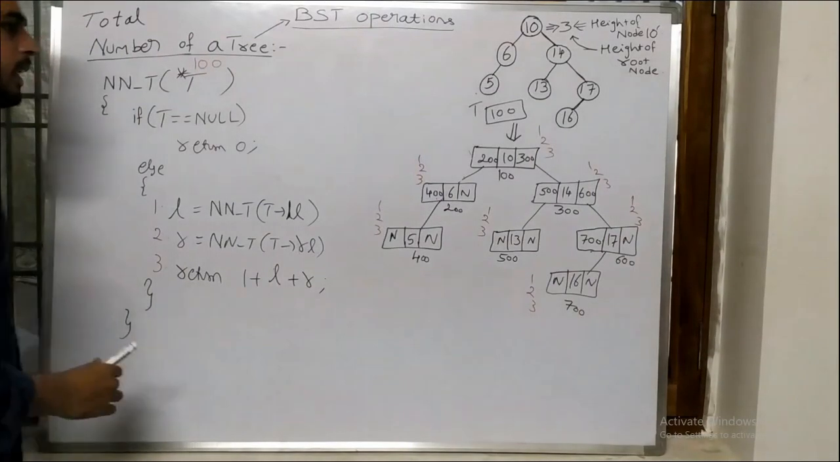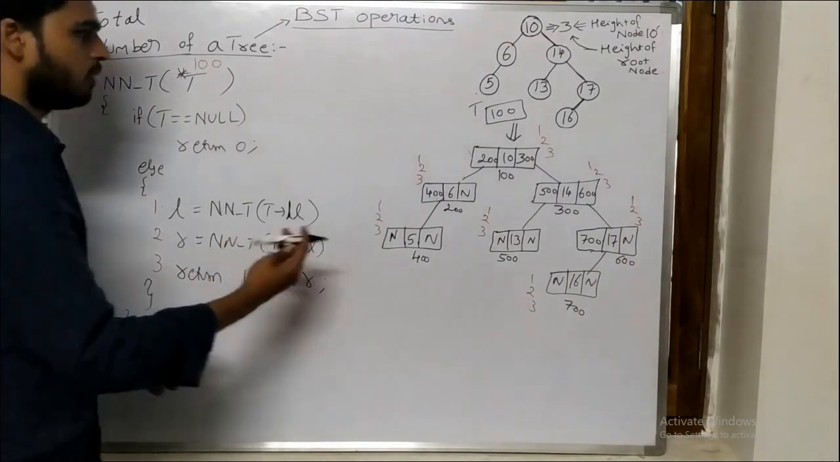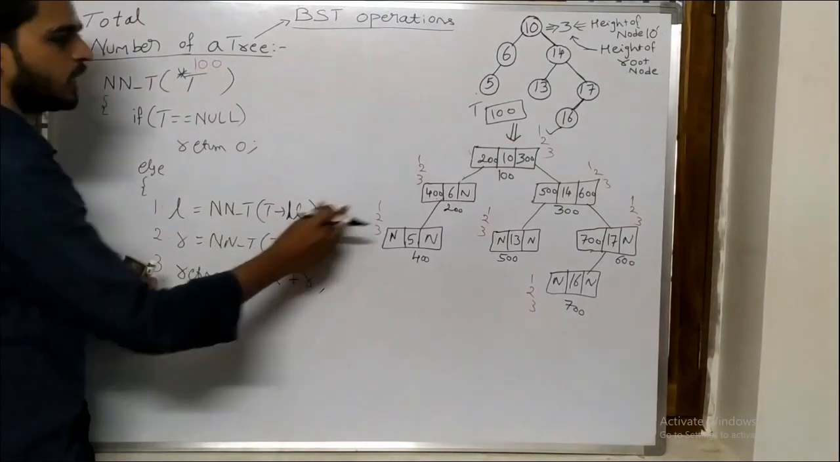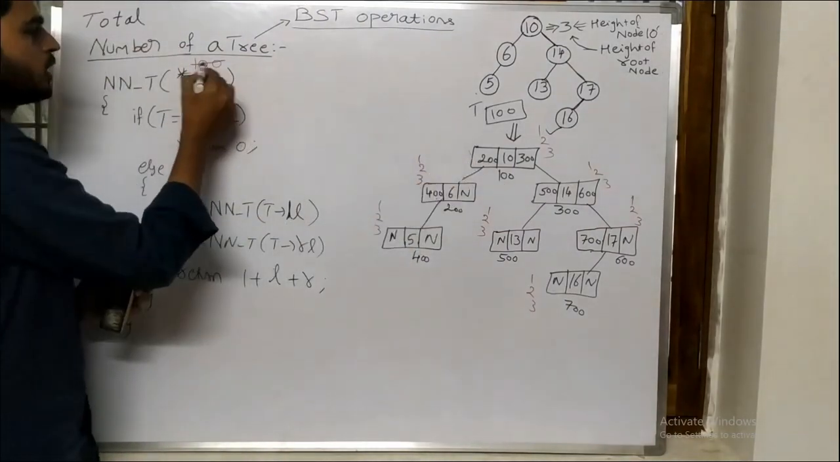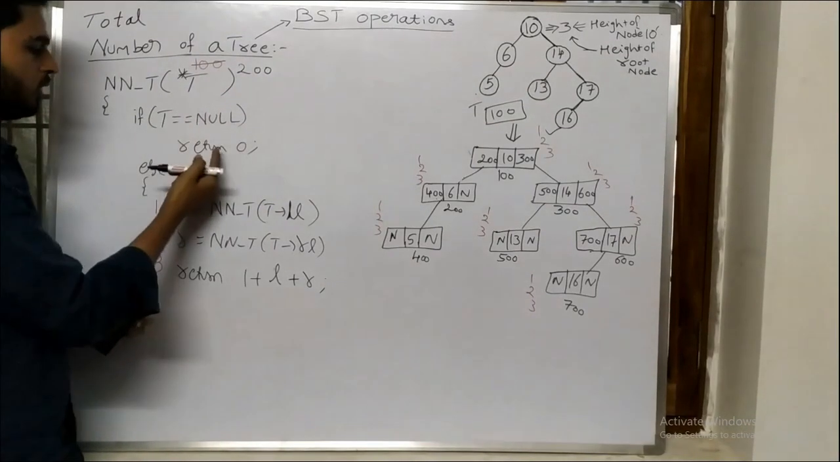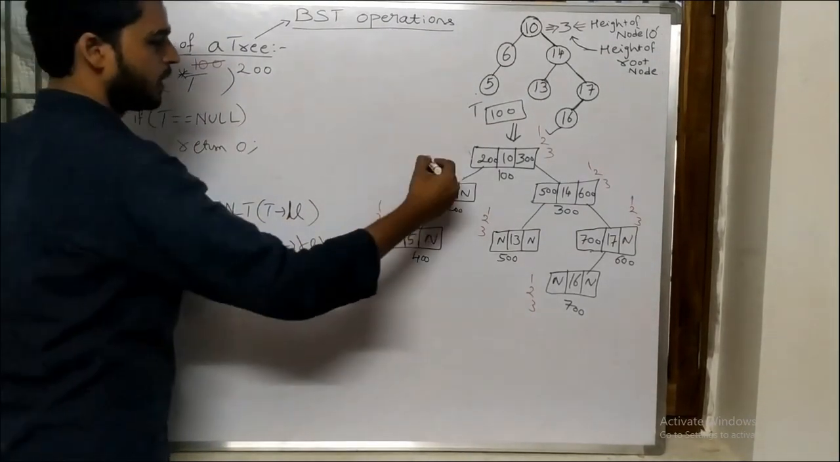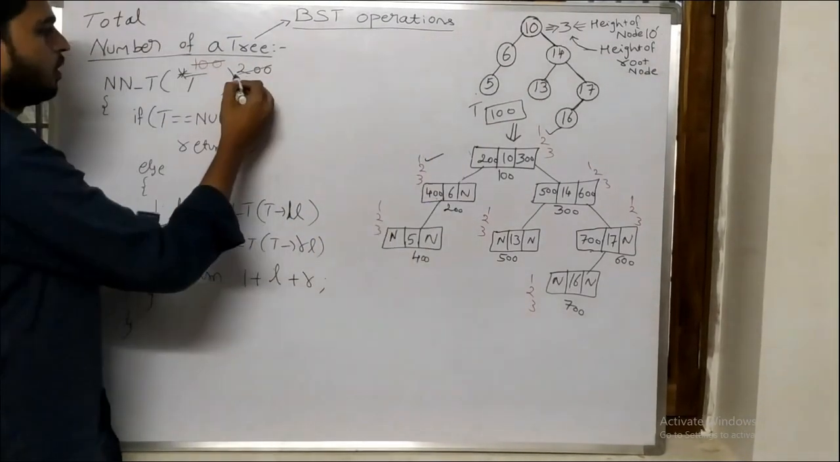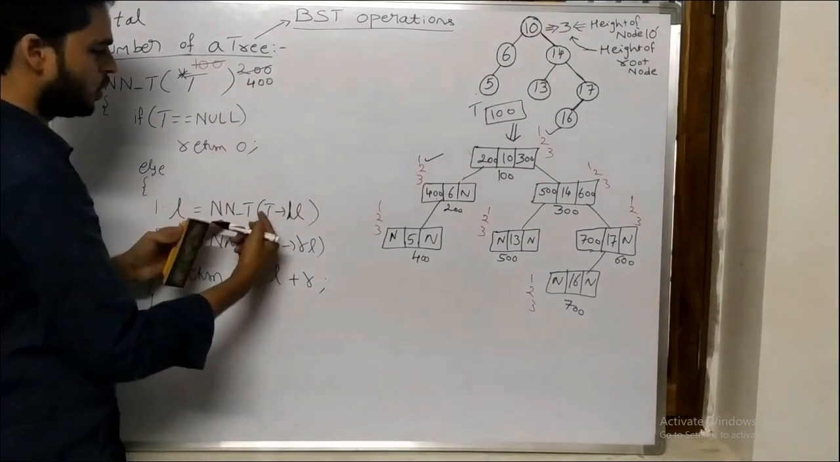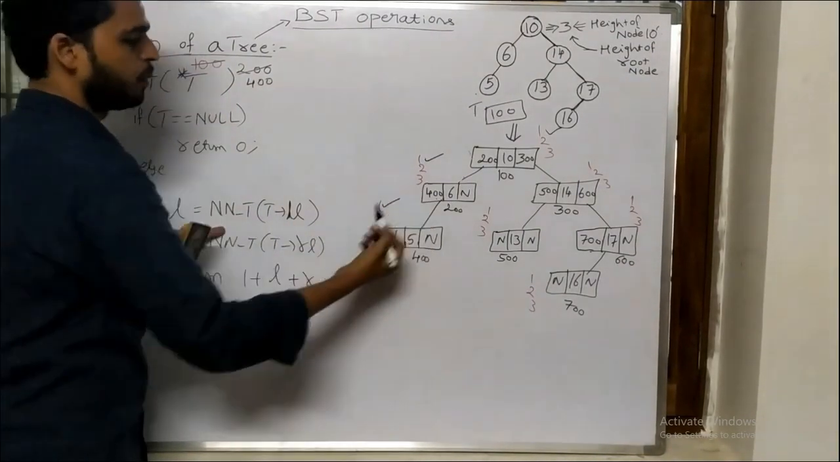So first it is going to execute the first statement, meaning that it is going to pass the left side address. What is the left side address? 200. So 100 is replaced with 200. 200 is not null, so it is going to execute its first statement. Then it is going to pass 400. 400 is not null, so it is going to execute once again this statement, that is the first statement.